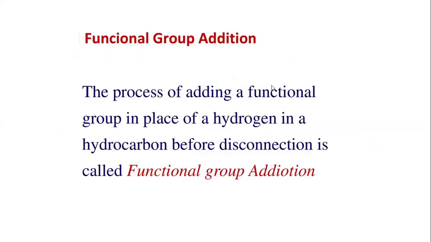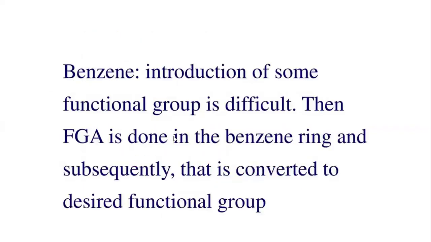Functional group addition is the process of adding a functional group in place of hydrogen in a hydrocarbon before disconnection. For benzene, introduction of some functional groups is difficult, so functional group addition is done, for example bromination, and subsequently that is converted into the desired functional group.